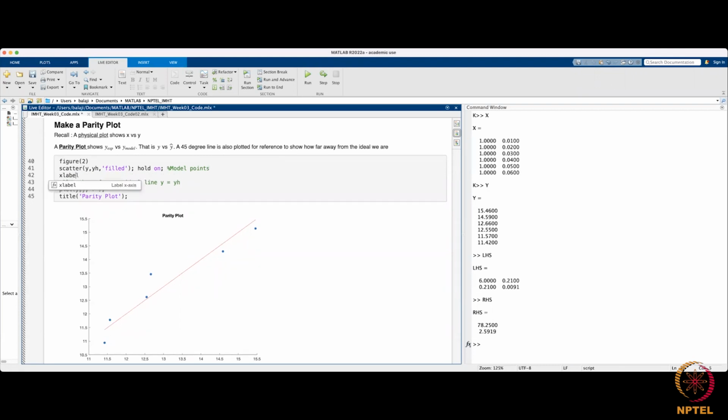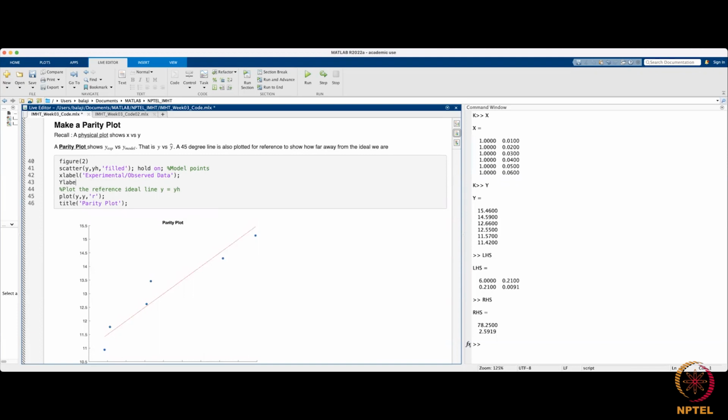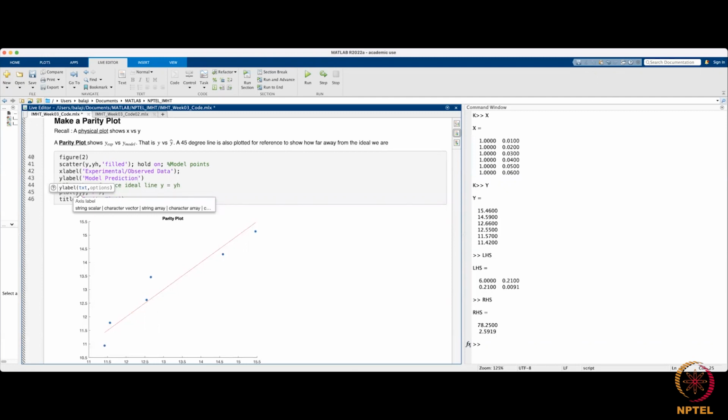So the x label is the ground truth, experimental or observed data, versus y, which is the model prediction. So this is what we notice here.